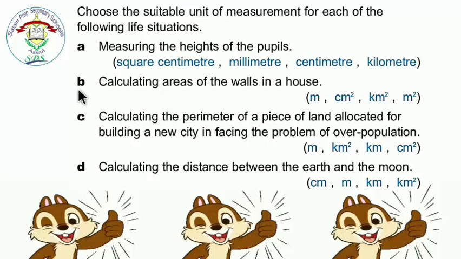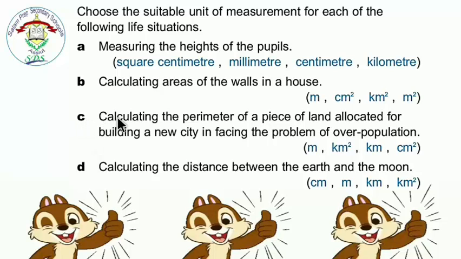The second one, calculate the area of the walls in a house. We will exclude meter because meter is not a unit of area, but a unit of length. Square centimeter is used for small objects. Square kilometer is used for long distances. The suitable choice is square meter.